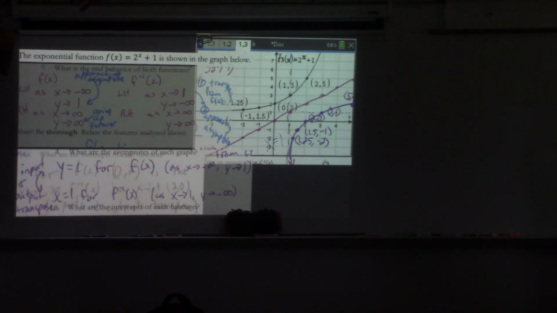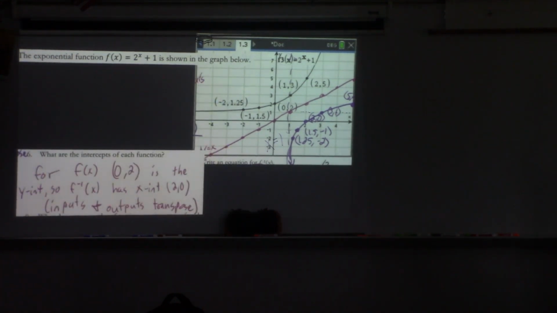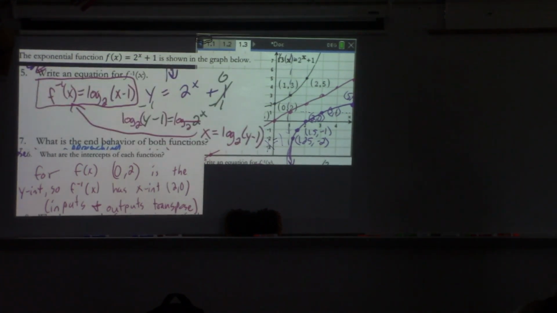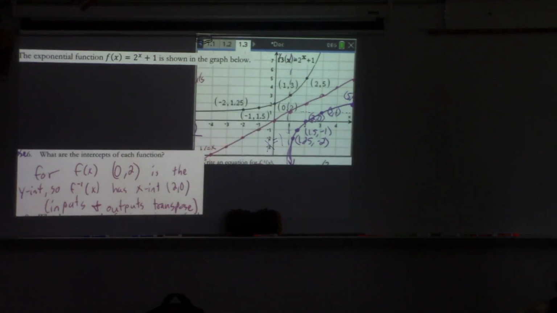Okay. So here's number 6. Did I not do 5? There it is. So here's number 6. It was hopefully a very easy one. Even if you did not get this graph 100% right, you should be able to see that the y-intercept crosses the y-axis. Does this function ever intersect the x-axis? No. Okay? So keep that in mind. And so the inverse of f of x has that x-intercept. Its inputs and outputs are transposed.